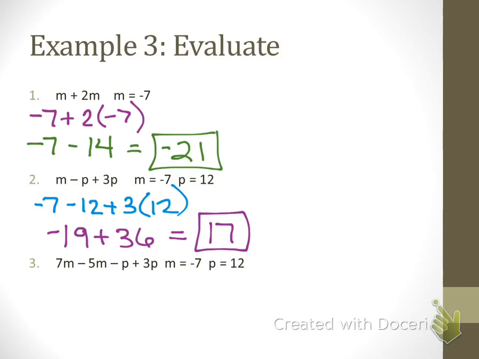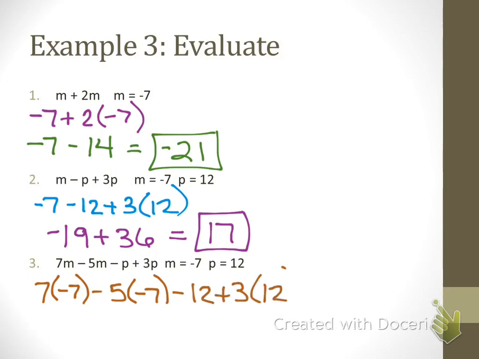All right, now number 3. Again, just start making our substitutions. This one's just a little more complex. So 7 times negative 7 minus 5 times negative 7 minus 12 plus 3 times 12. Let's look at these individually. We're going to multiply before we start adding. Let's do our multiplication first. Order of operations is important here. So 7 times negative 7 is what? Negative 49.